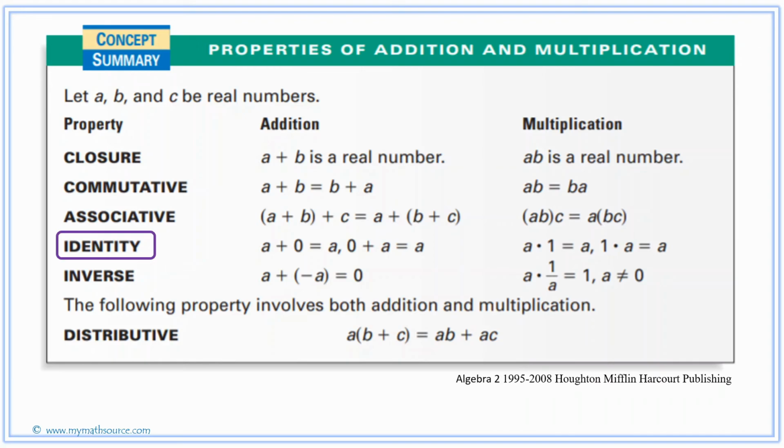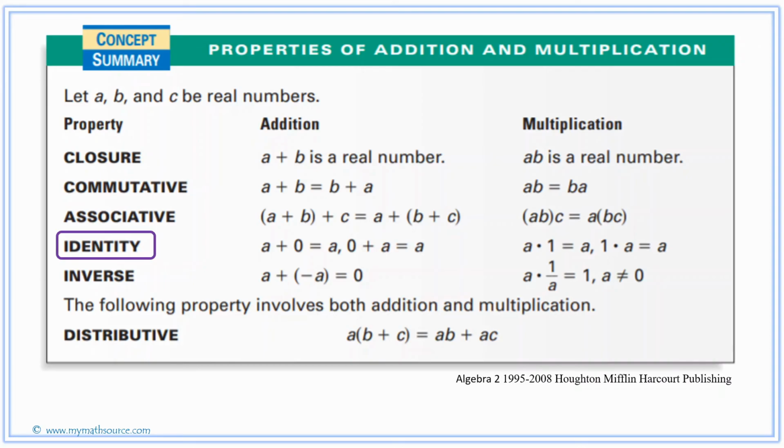The last property that we have here is the inverse property. The inverse property simply says that if you have a number and you take its inverse and you put them together, then you will get 0, the identity. If it's in multiplication and you do the inverse operation and you put them together, you will get the identity for multiplication, which is 1.